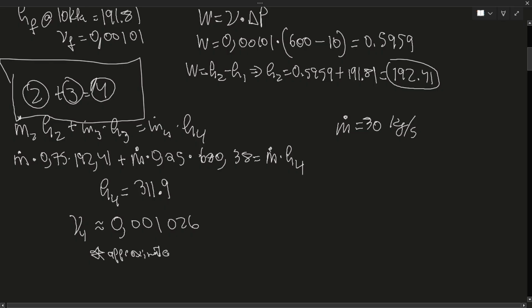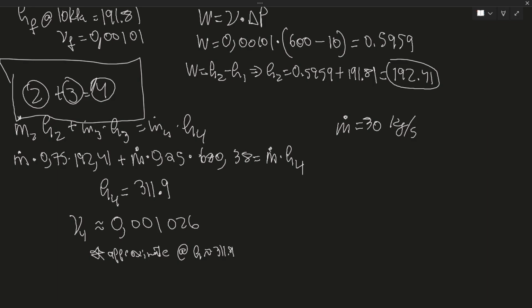Just write that you're approximating using H at 311.9. Okay? Basically, just check at the tables and you'll realize that the specific volume has a very, very slight difference. So it's not that big of a deal if you approximate using these values. Check whatever is closest to 311.9. You don't really need to interpolate anything. And you just use that specific volume, okay?